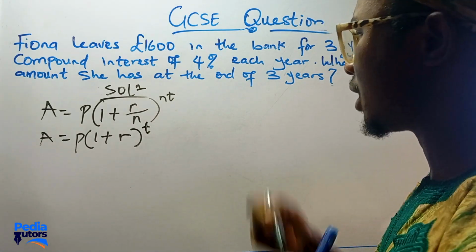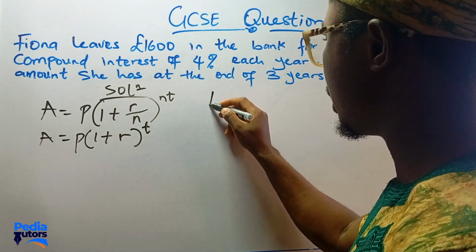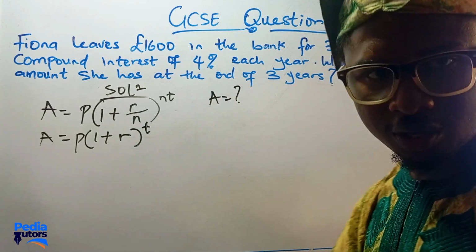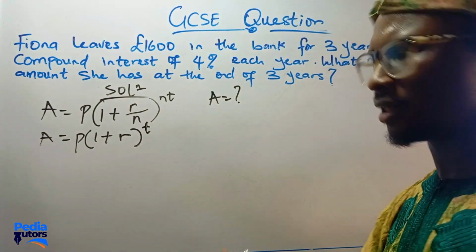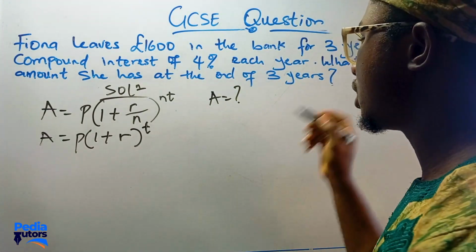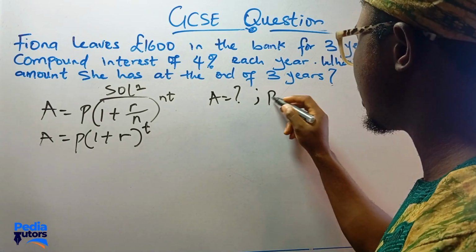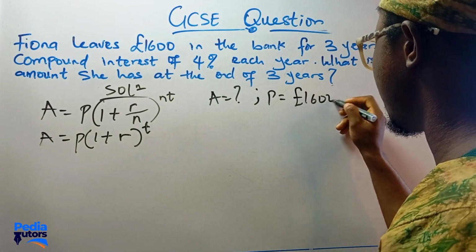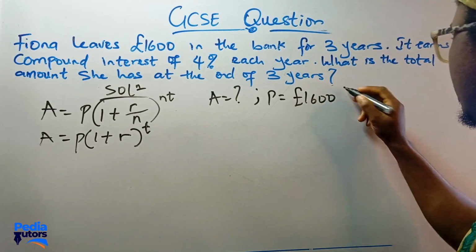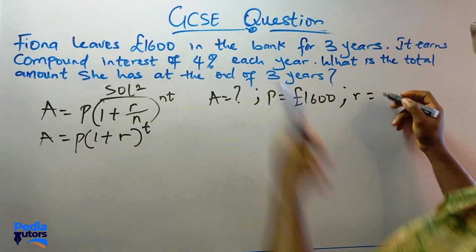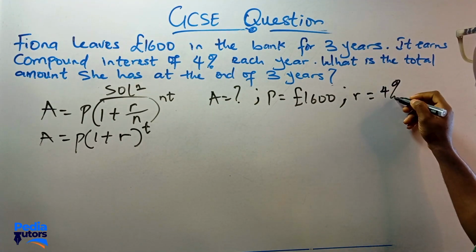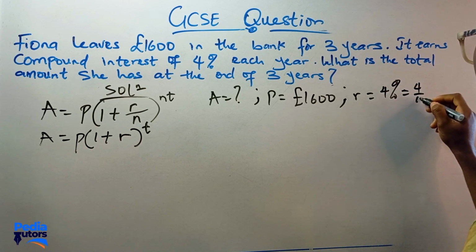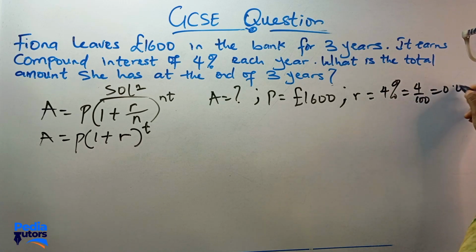So if we have our parameters written out, we have it that A is unknown. We are still looking for A. That's the amount that she's collecting at the end of the 3 years. Now our principal, the starting principal is just £1,600. Then the rate is just 4%. 4% simply means 4 over 100, and that is 0.04.